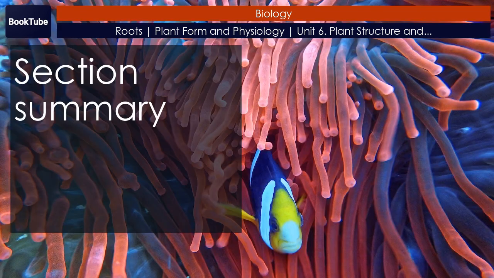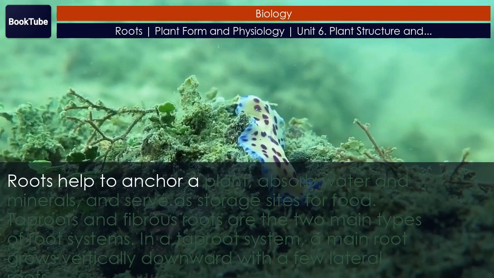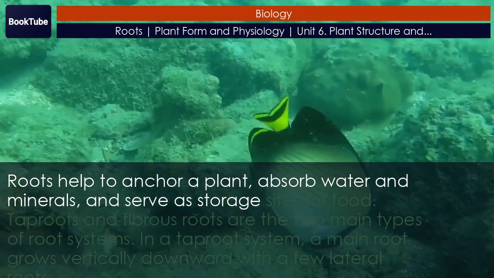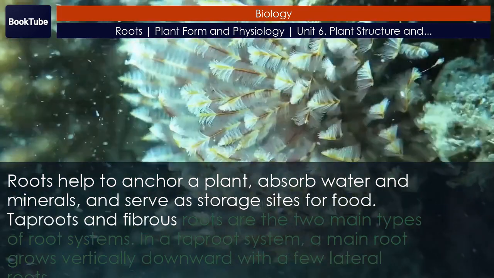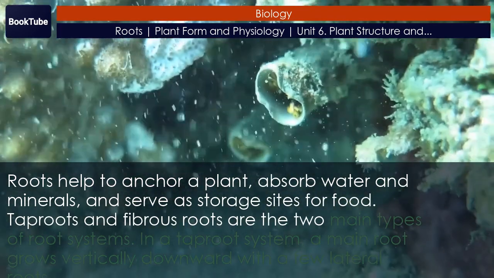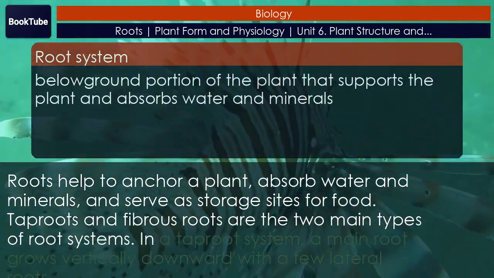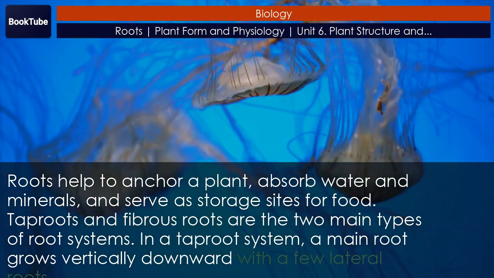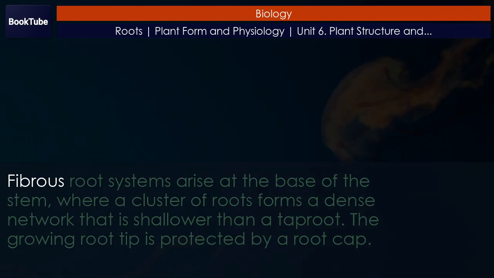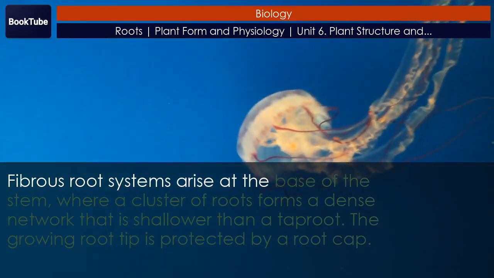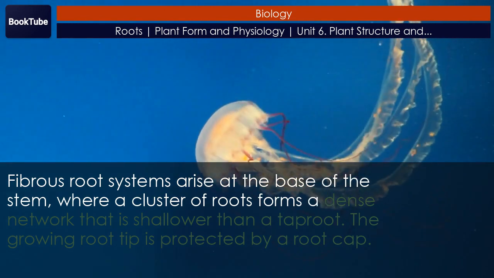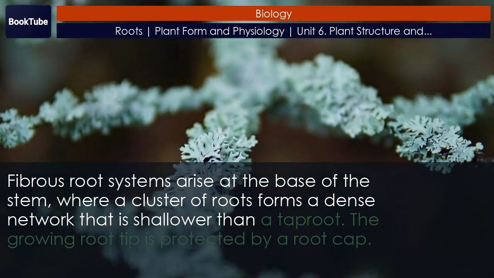Section summary. Roots help to anchor a plant, absorb water and minerals, and serve as storage sites for food. Taproots and fibrous roots are the two main types of root systems. In a taproot system, a main root grows vertically downward with a few lateral roots. Fibrous root systems arise at the base of the stem, where a cluster of roots forms a dense network that is shallower than a taproot.